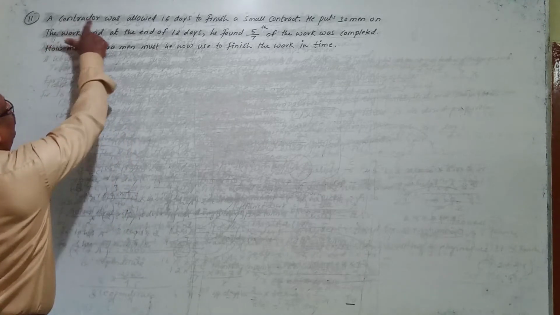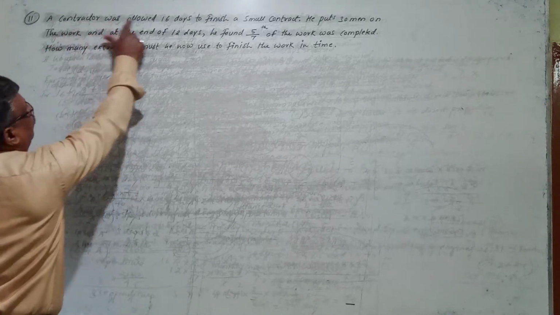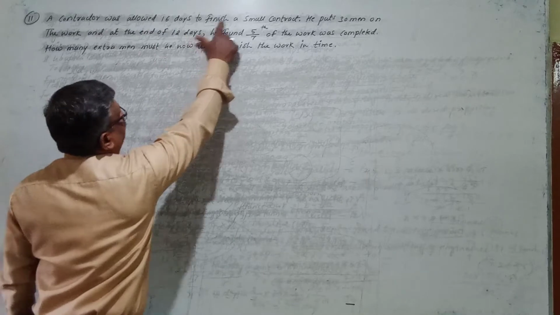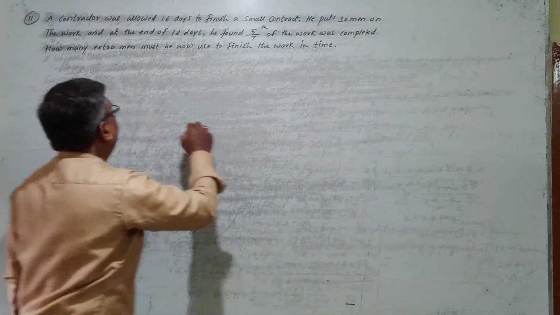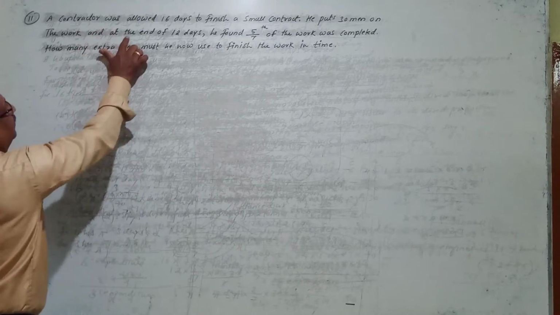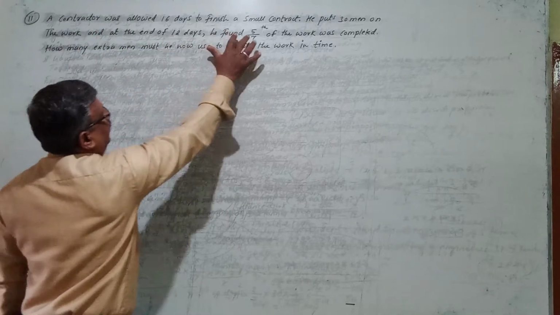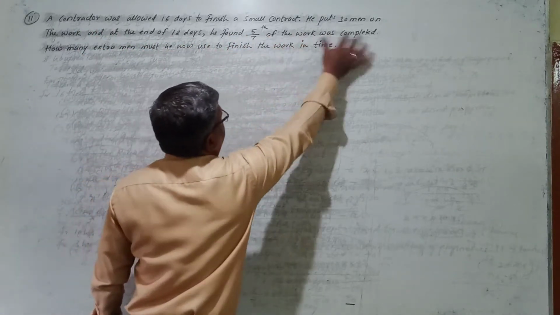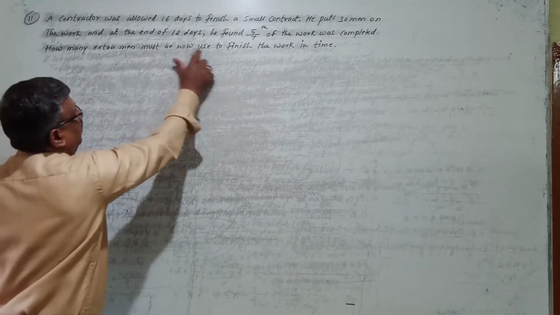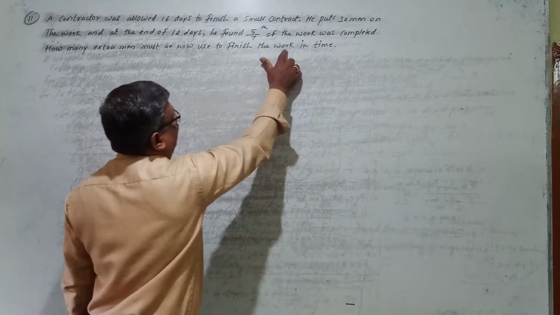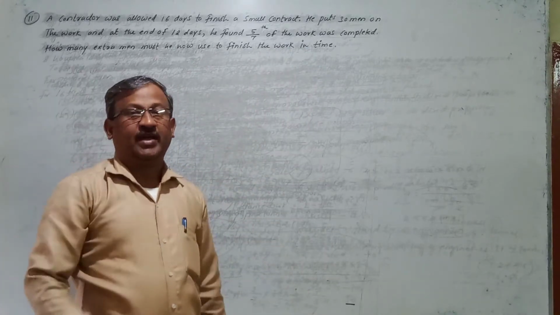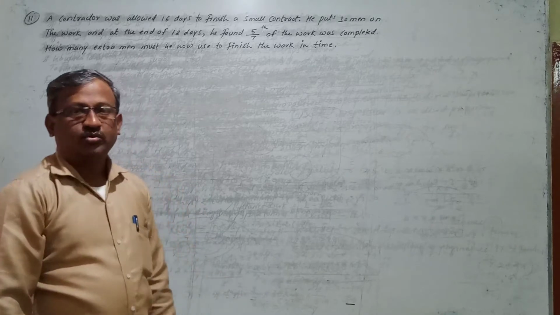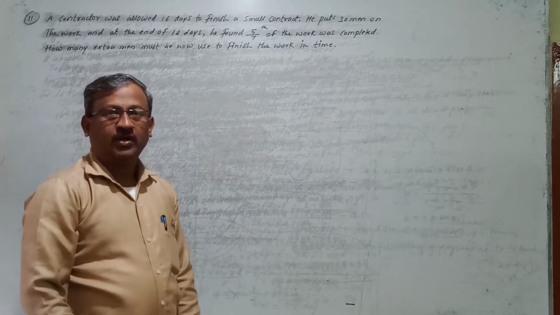Here there is a contractor. The contractor was allowed 16 days to finish a small contract. For that he has put 30 men on the work, and at the end of 12 days he found 5/7 of the work was completed. The question is, how many extra men must he now use to finish the work in time, that is, to complete the work in time? Those extra number of men we have to calculate.